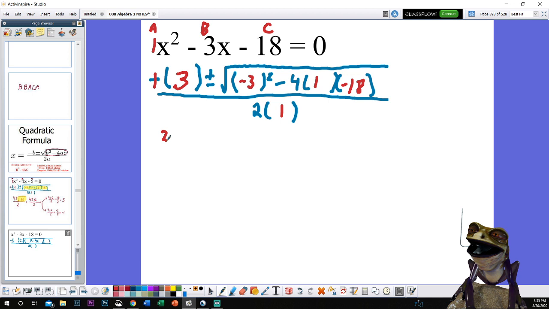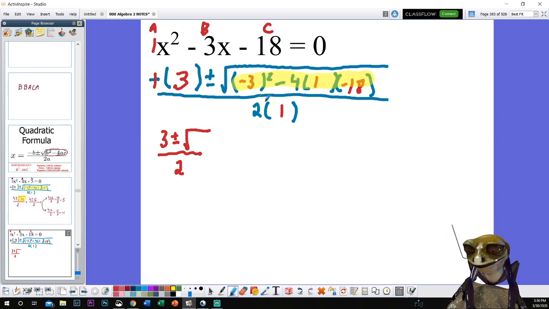So I write my 3, it's a +3, so I just put 3 plus or minus my square root, and 2 times 1 is 2. Now in my calculator, I'm going to put everything that's under that square root. So go ahead, let's type it. 3 all squared minus 4 times 1 times -18. That should have given you an answer of 81.